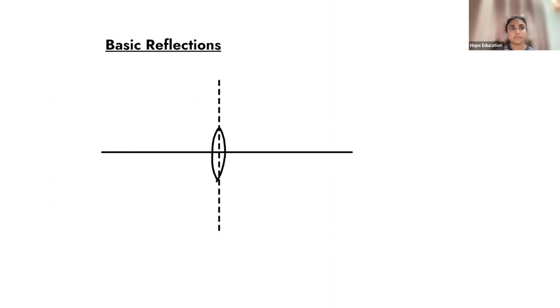Others? Yes, teacher. Okay. Now let's go ahead with our first basic reflection. I have a question. What is this point called? What is this point called? Principal axis? No, the point. The point, teacher. Yeah, the point. Focal point? No. C. Okay, what is C? Center.